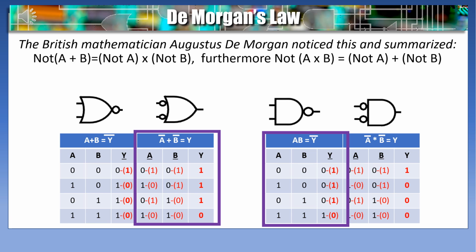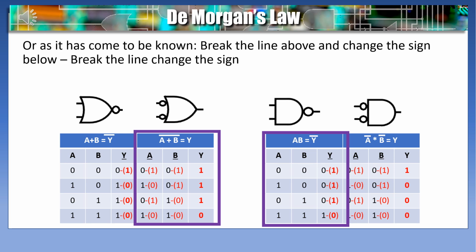British mathematician Augustus de Morgan noticed this, and he summarized it this way. Not A or B is equal to not A and not B. Furthermore, not A and B is equal to not A or not B. Actually, that's not quite what he said. What he said was, the complement of a union of two sets is the same as the intersection of their complements, and the complement of the intersection of two sets is the same as the union of their complements, which is really confusing. Basically, it's come to be known as this.